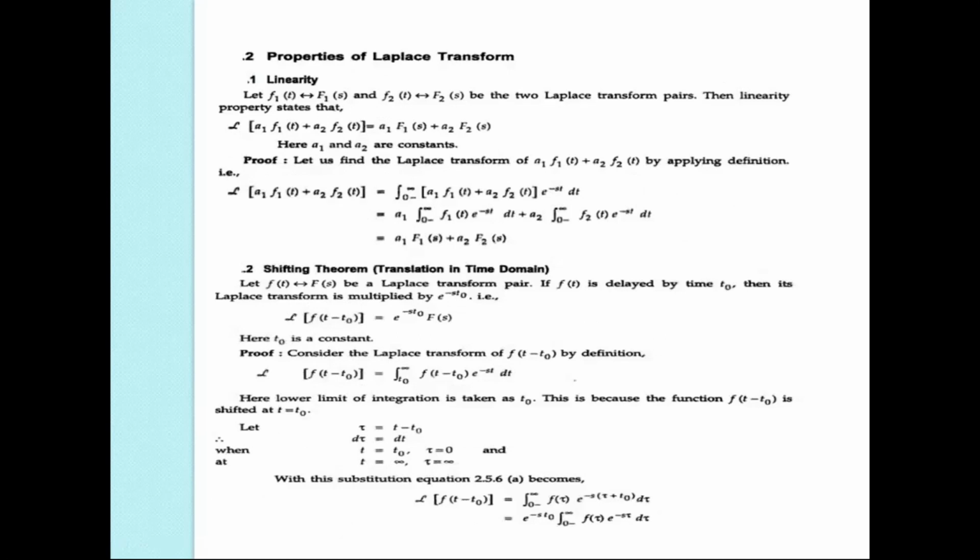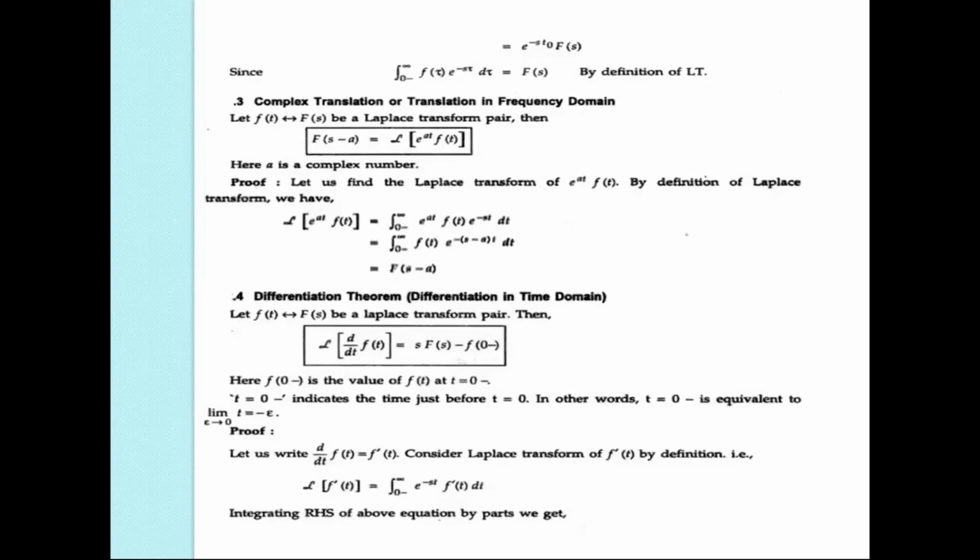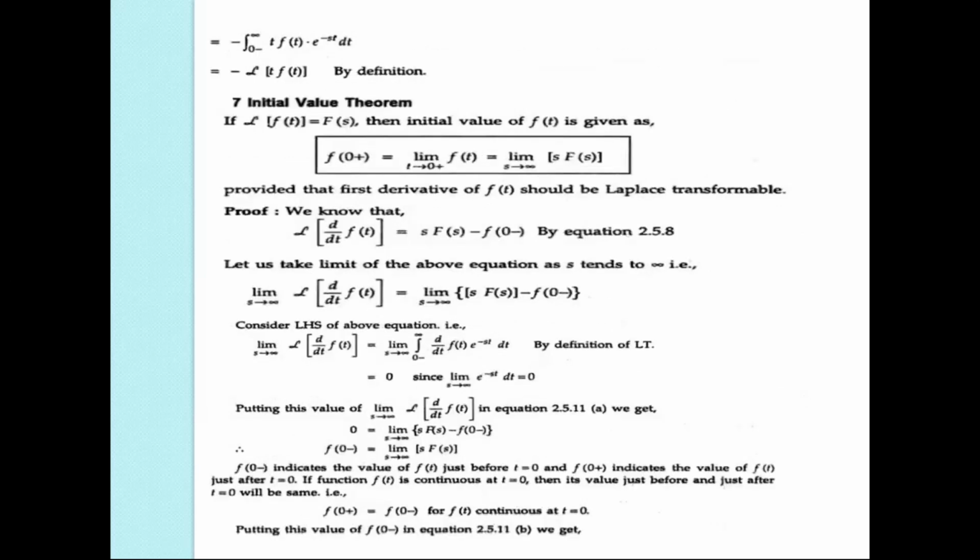The first property is the linearity property. The second property is the shifting theorem, or translation in the time domain. The third property is complex translation, or translation in the frequency domain. The fourth property is the differentiation theorem, or differentiation in the time domain. The fifth property is the integration theorem. The sixth is differentiation by s, or differentiation in the s domain. And the seventh property is the initial value theorem.